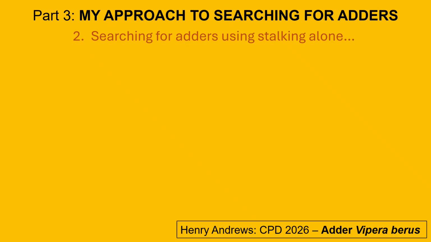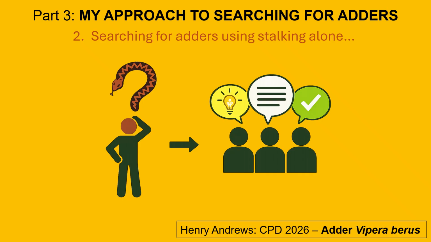This part of the talk is how I approach searching for adders by stalking alone, and if anything, it's a request for advice. I need you to review my approach and tell me if there's anything I'm missing, anything I'm doing wrong. Although I've been performing reptile surveys for over 2 decades, I've never seen an adder in a completely natural basking site. All the other species, except slowworm, yes, but adders, sadly, no.